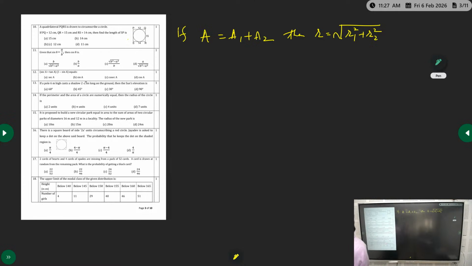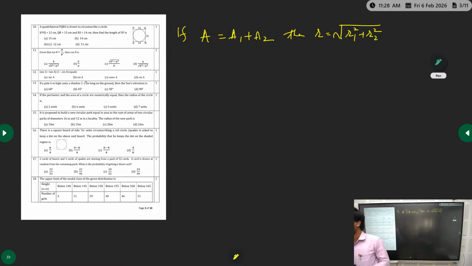How, I will tell you, but direct formula. When they say sum of two circles gives the larger circle, what is the area of circle formula? Pi r square. You will substitute here also pi r square, as pi r1 square, pi r2 square. You will take pi common. Pi will cancel. R square will be equal to r1 square plus r2 square. And square root will be r is equal to.